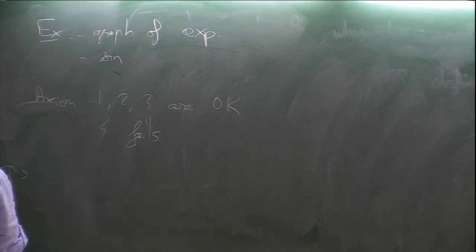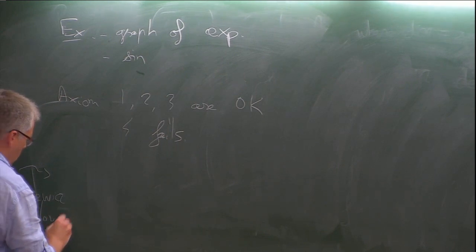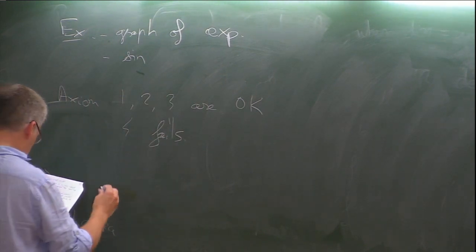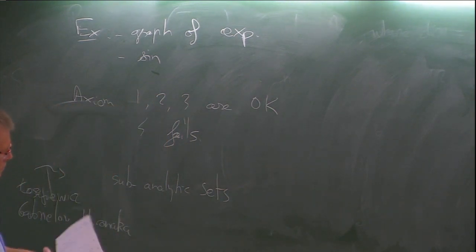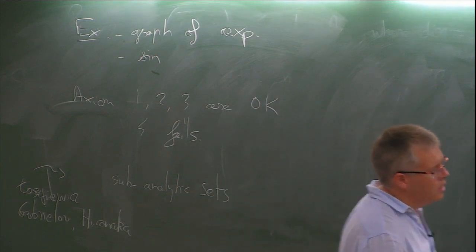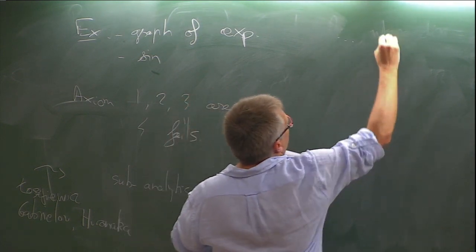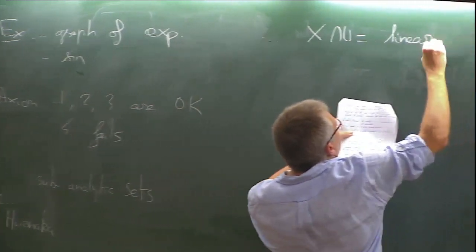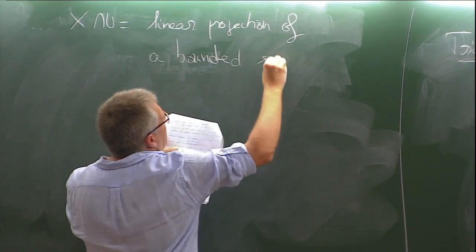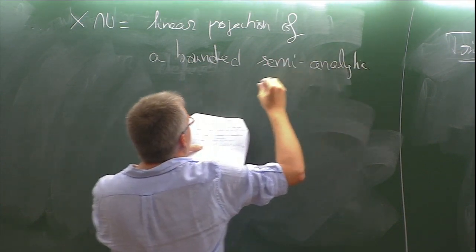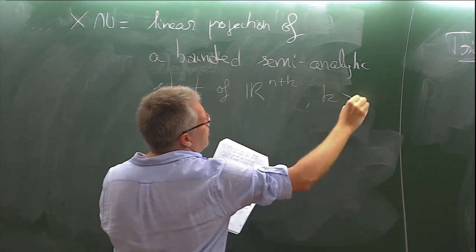And so the solution was found by Wojasiewicz, and then by Gabrielov, Hironaka. It's to enlarge the category to what is called the sub-analytic sets. Now what you want, this is the same definition except that you want X intersected with U to be a linear projection of a bounded semi-analytic subset of R^(n+k), for some k larger than zero, okay?